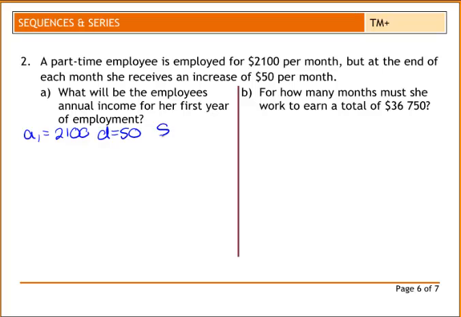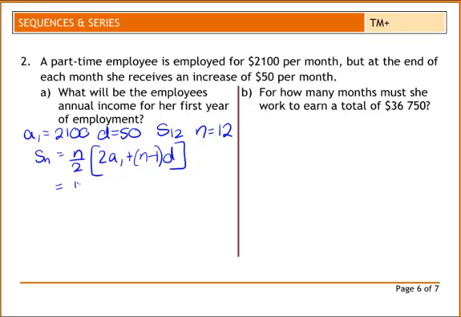And for an annual income, what I want is that S12. Okay, the sum of the first 12 terms, so n is 12. So let's write out our formula. S of n equals, and in this case we might use the same formula as we used in the first problem, or we could use the other one, but I think we've got everything for that formula that we used previously. So n over 2, 2a1 plus n minus 1 d. There we go.